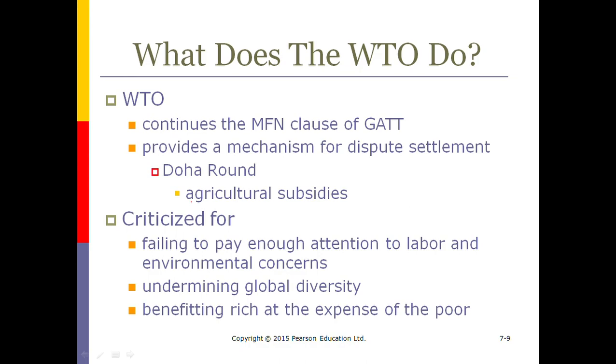However, the WTO is also criticized for failing to pay enough attention to labor and environmental concerns. I mean, people concerns and environment concerns were not upheld by the WTO, and it was also criticized for undermining global diversity, because imagine 153 countries all trying to follow a single set of agreements. It did not go well with many of the countries. The third criticism was that it benefited the rich at the expense of the poor. So rich countries became richer and the poor countries were exploited. I think we were also discussing this in some of our other chapters before.